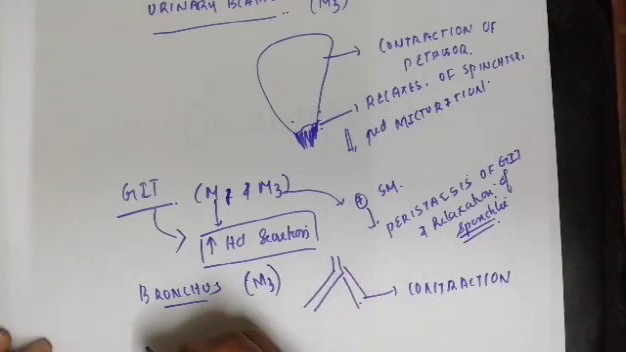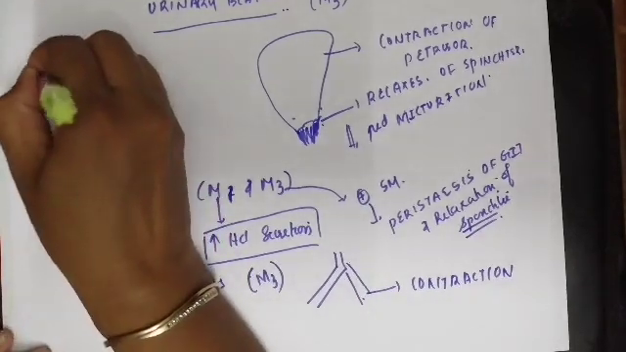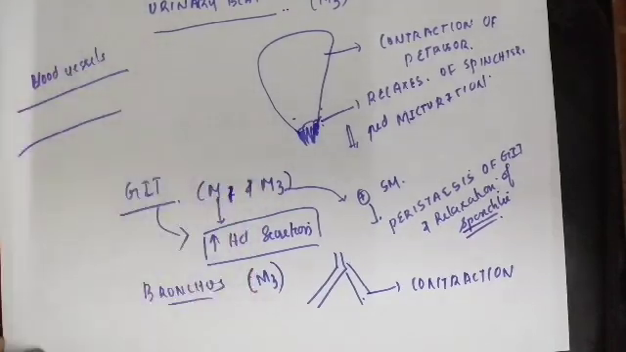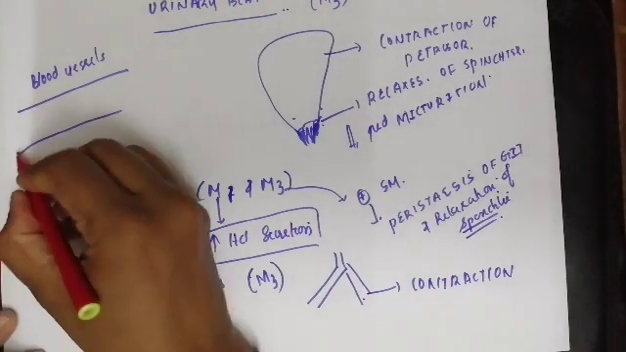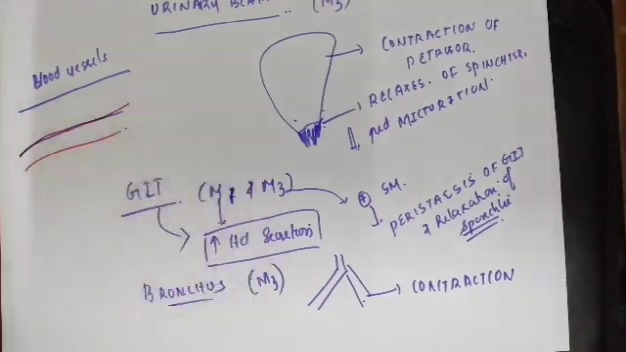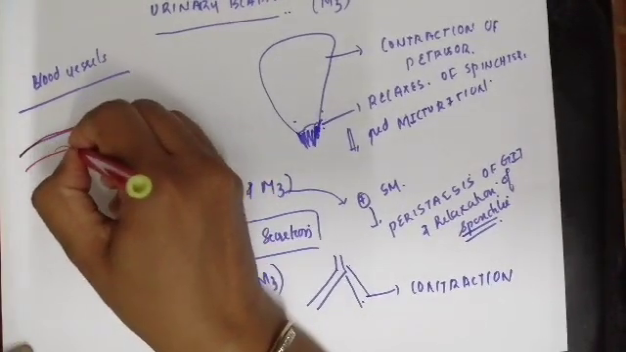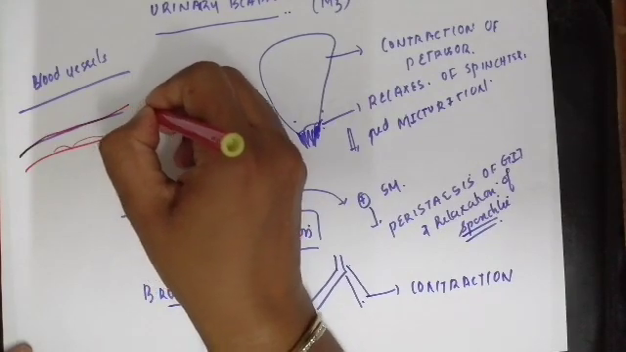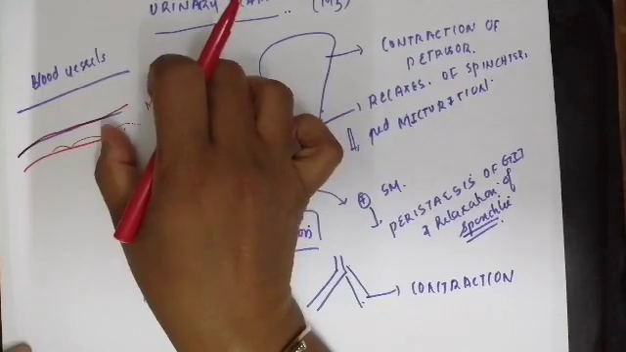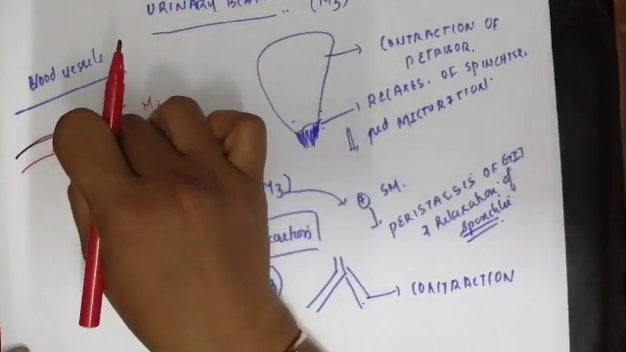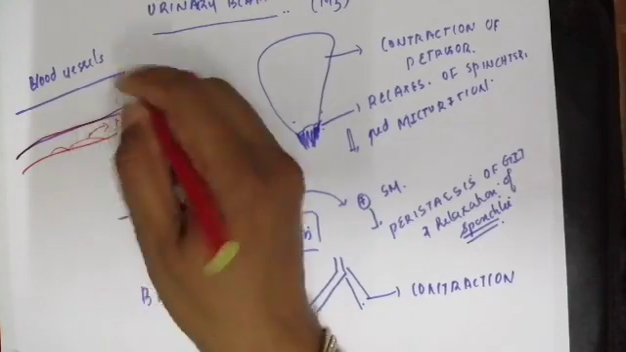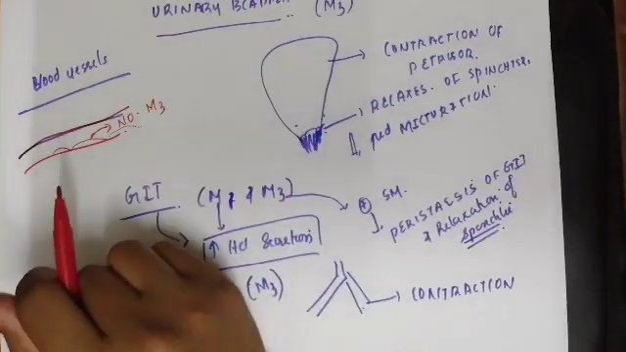Now, what is the effect on blood vessels? We have not discussed it. Okay. So in blood vessels, it is acting via the endothelium of the blood vessels. So these are M3 receptors which are present in the endothelium of blood vessels. When these receptors are stimulated, it causes the release of nitric oxide, and nitric oxide will be causing vasodilation.